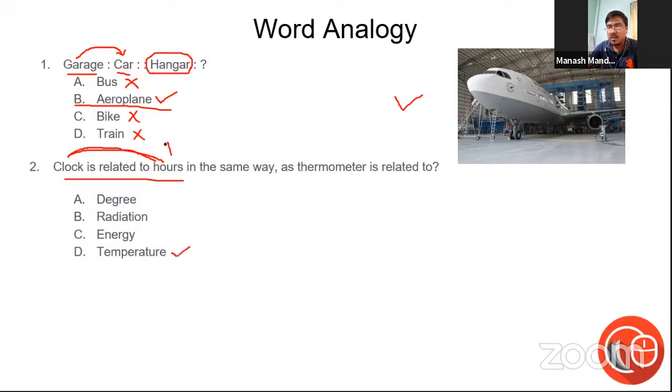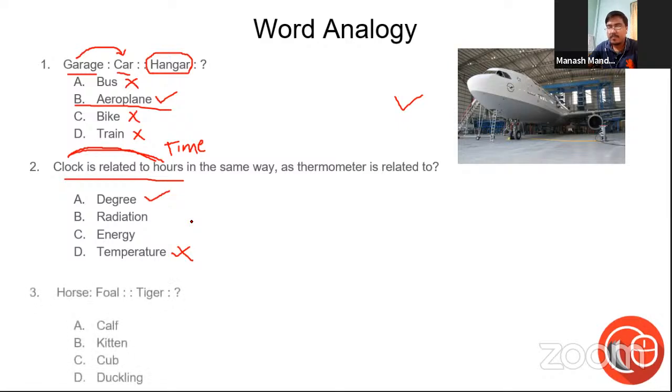A clock shows us time, right? But this is not time, this is hour. So it has to be degree and not thermometer. If the question said clock is related to time in the same way as thermometer is related to, then the answer would have been temperature, because a clock shows us time and a thermometer shows us temperature. Hour is a unit of time. We say 1 hour, 2 hours, 3 hours. So a clock shows us time in hours. A thermometer shows us temperature in degrees. Not radiation, not energy.